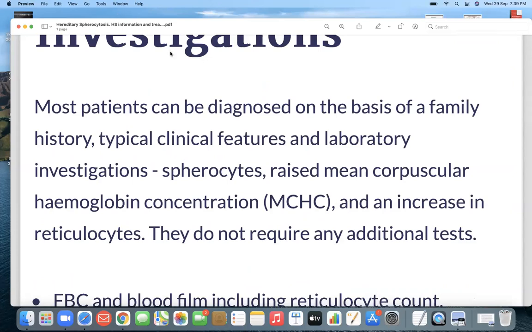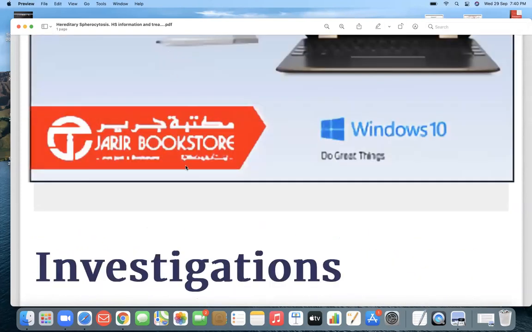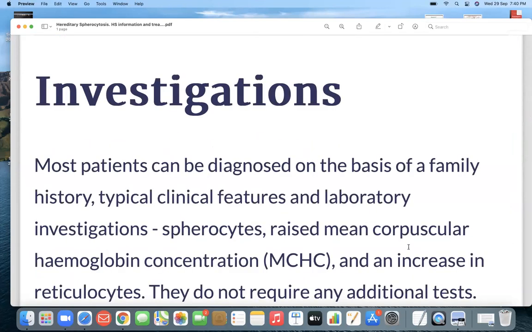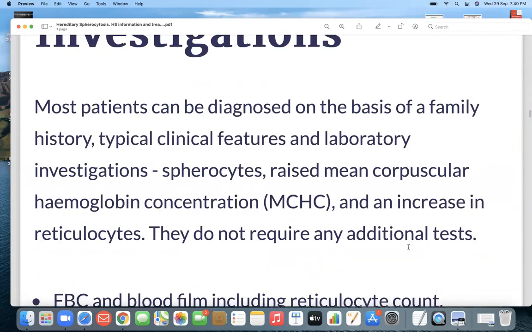Investigations and management are very important. We should be up to date about it. Maybe the presentation of the diseases will be the same, right? But for investigations and management, you have to go to a recent source always, so that we do not miss anything. As we read in the book, family history and clinical picture will support you a lot. Most patients can be diagnosed on the basis of family history, typical clinical features, and laboratory investigations. All these will support each other.